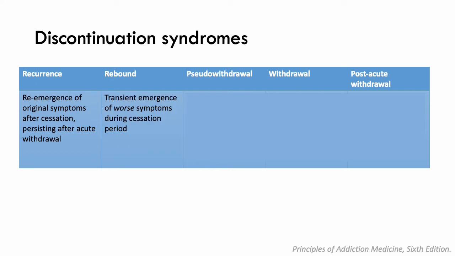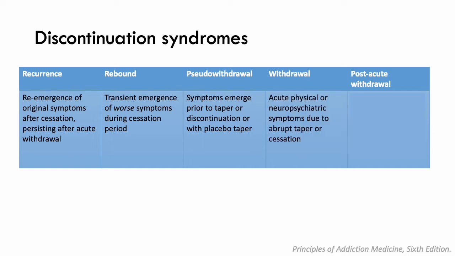Rebound is the transient emergence of worse symptoms during the cessation period, so worse than they were before you ever took the sedative hypnotic. Pseudo-withdrawal is an interesting phenomenon where symptoms emerge prior to a taper or with a placebo taper. For instance, the patient may think their dose is being reduced and be uncomfortable when in fact the dose has been kept exactly the same. True withdrawal is the acute physical or neuropsychiatric symptoms due to abrupt taper or cessation. And post-acute withdrawal is waxing and waning symptoms persisting weeks to months after cessation.